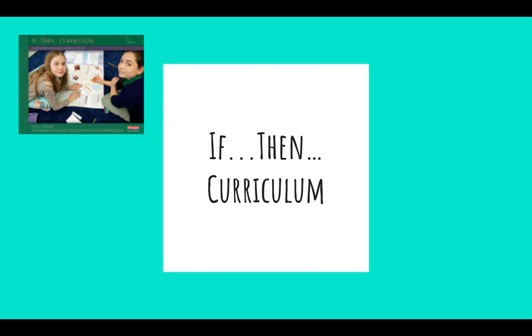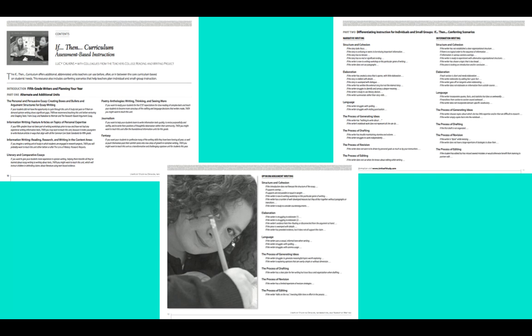If you flip to pages 10, 11, and 12, you'll find another book in the 5th grade writing unit of study kit titled If Then Curriculum. This book offers additional units that can be placed in your school or district scope and sequence. Page 10 lays out 7 alternate or additional units fifth grade teachers may want to use before, after, or in between the core curriculum 4 units of study. Take a look at pages 11 and 12. This same book also offers conferring scenarios that can help teachers plan for individual conferences and small group instruction.